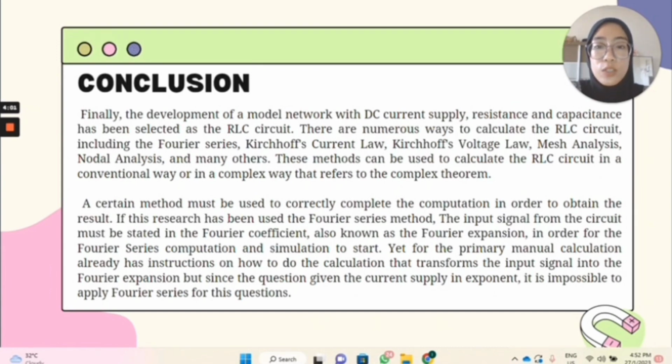If the Fourier series method is used, the input signal from the circuit must be stated in the Fourier coefficients, also known as the Fourier expansion, in order for the Fourier series computation and simulation to start. Yet, the primary manual calculation already has instructions on how to transform the input signal into the Fourier expansion, but since the question gives the current supply in exponent form, it is impossible to apply the Fourier series for this question. That's all from me. Thank you.